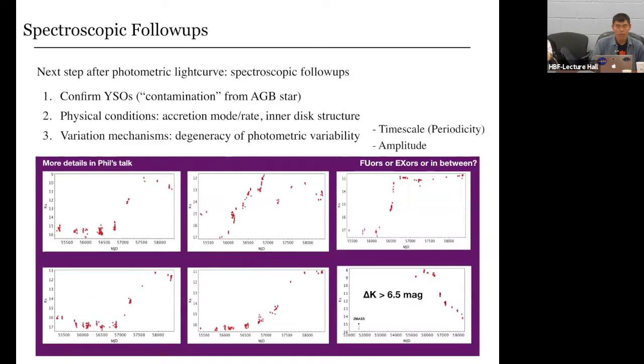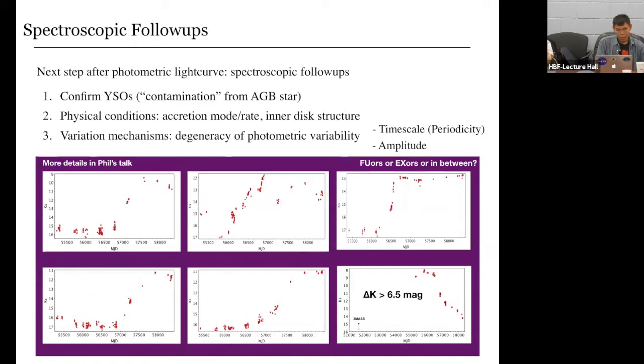Spectroscopic follow-up is very crucial for those objects because we need to confirm whether they are YSOs or not. We also want to study the physical conditions around them, like how they accrete mass from their surrounding material. Is it through a funnel, like a typical T Tauri star, or directly through the disk? We can also study the inner disk structures of all of those objects if we see some extinction and if we see some extra emission in the near-infrared.